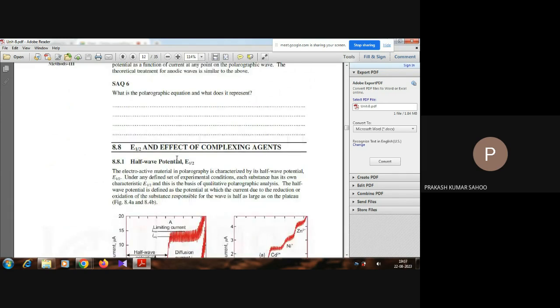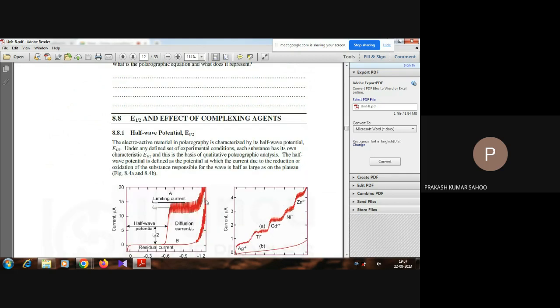Then how does a complexing agent affect the half-wave potential? When a complexing agent like EDTA is complexed with the analyte, the size of the analyte increases. So when the size increases, the movement of the ion will decrease. So the potential will be shifted.